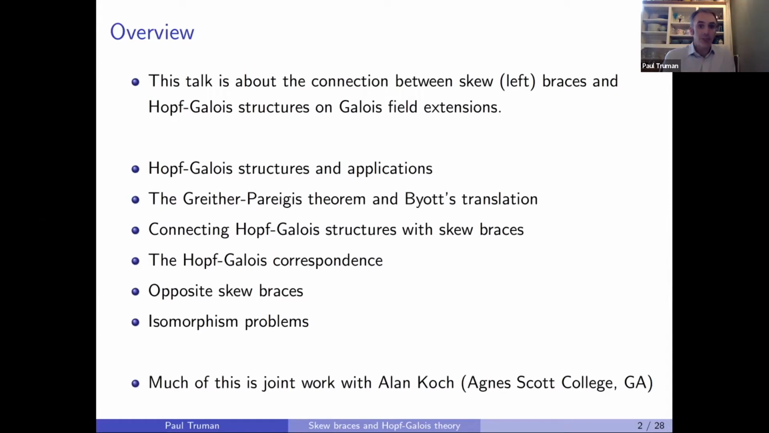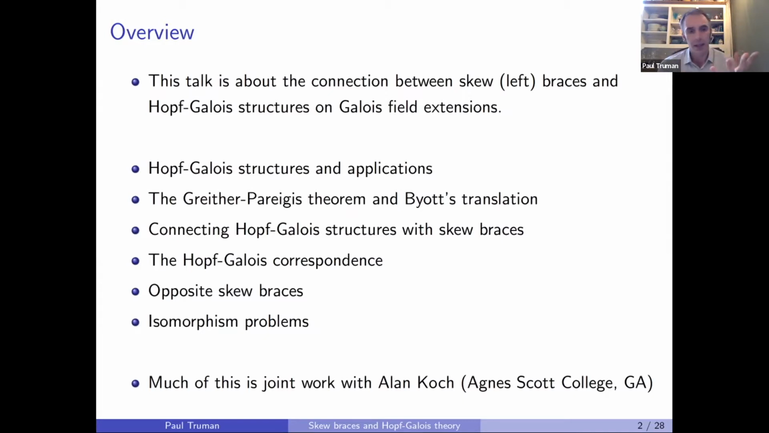So as I say, the first few points here are background material. I'll give a quick overview of some of the definitions and some of the applications, why you might care about these things. And then the second and third bullet points are the mechanism that links Hopf-Galois structures with skew braces. And then the final 3 points here are some original, research level stuff, and most of that is joint work with Alan Koch from Agnes Scott College.